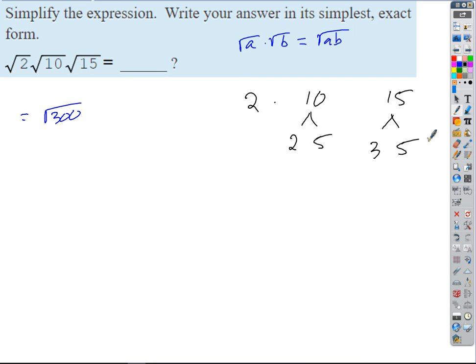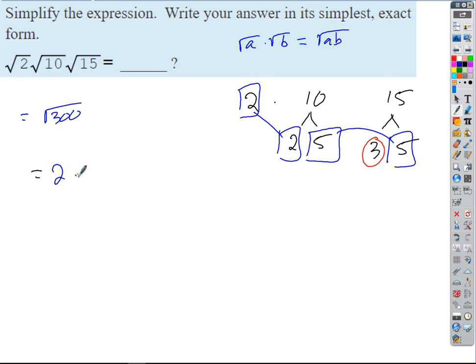Now we could try to find our couples and our singles. So we've got a couple of 2s. We've got a couple of 5s. And we've got a single 3, right? So we can go straight to our answer. What's the answer? So now I have a couple of 2s, so what goes outside? 2 times 5 times the square root of 3, right? And so that just gives us 10 radical 3.